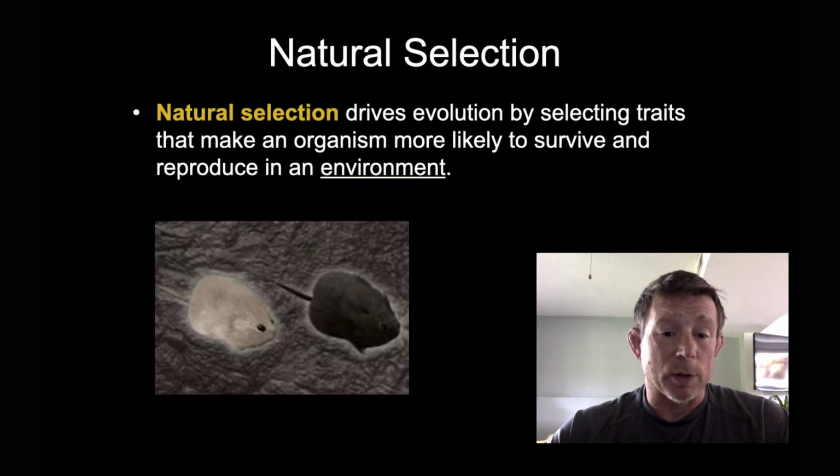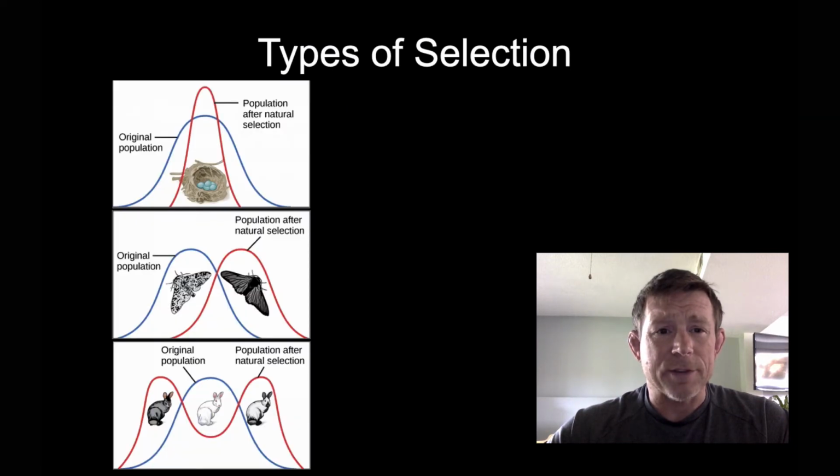When the soil is covered with black lava rock, all of a sudden this dark-colored mouse now becomes the beneficial trait. So the environment determines fitness. So now we're going to talk about different types of natural selection. There's really three different things that can happen in natural selection.